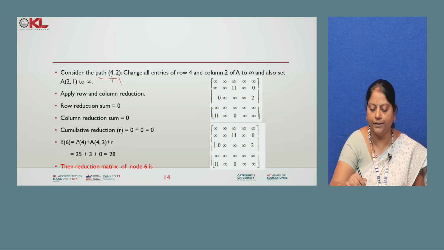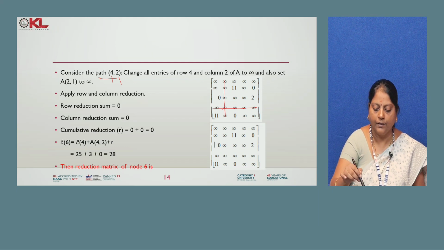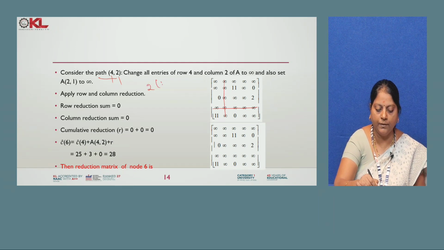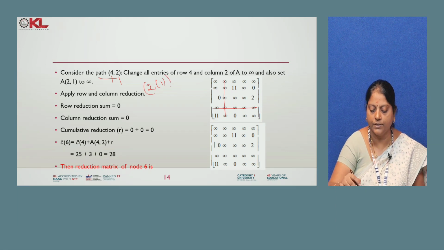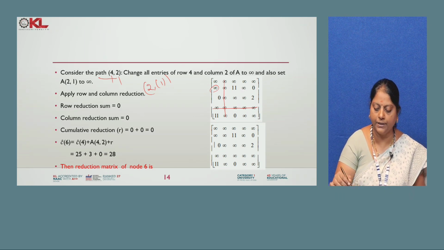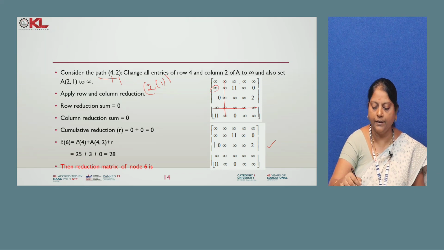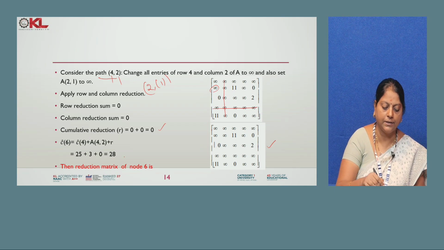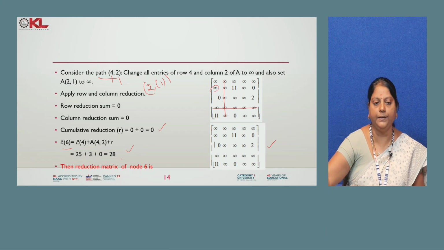make the entries infinity. Fourth row and second column make it infinity, and 2 comma 1 value is also set to infinity. 2 comma 1 means second row, first column. This element is also set to infinity. After that apply row reduction and column reduction, we get this matrix. Here each and every row and column has at least one 0 element, so that's why we get the reduction 0. Similarly, we have to calculate the cost of node 6, we get 25.